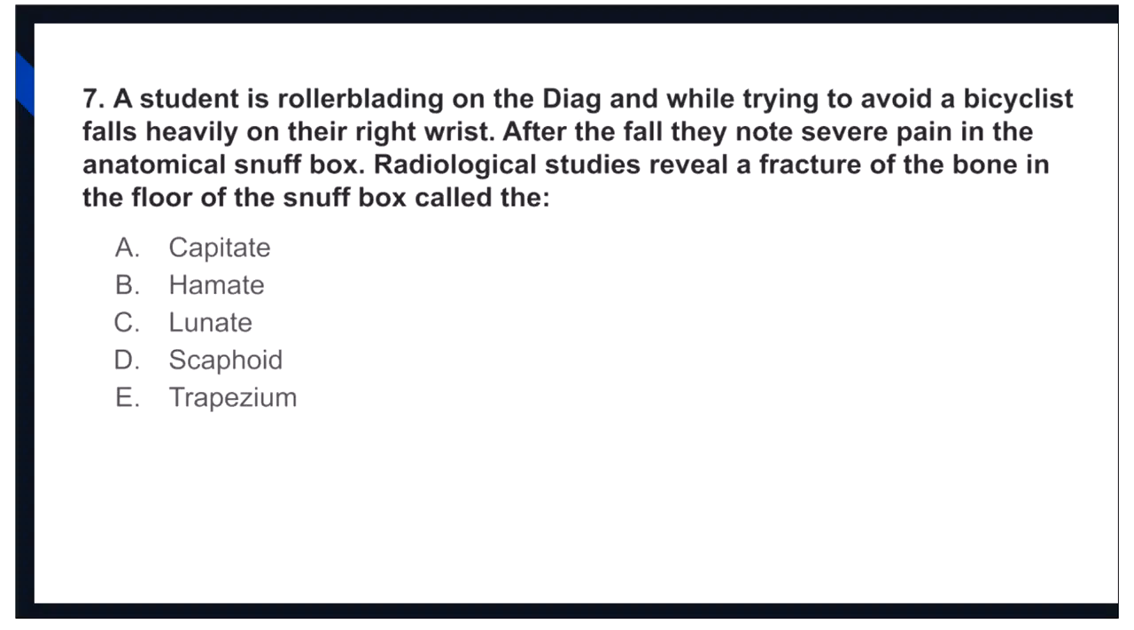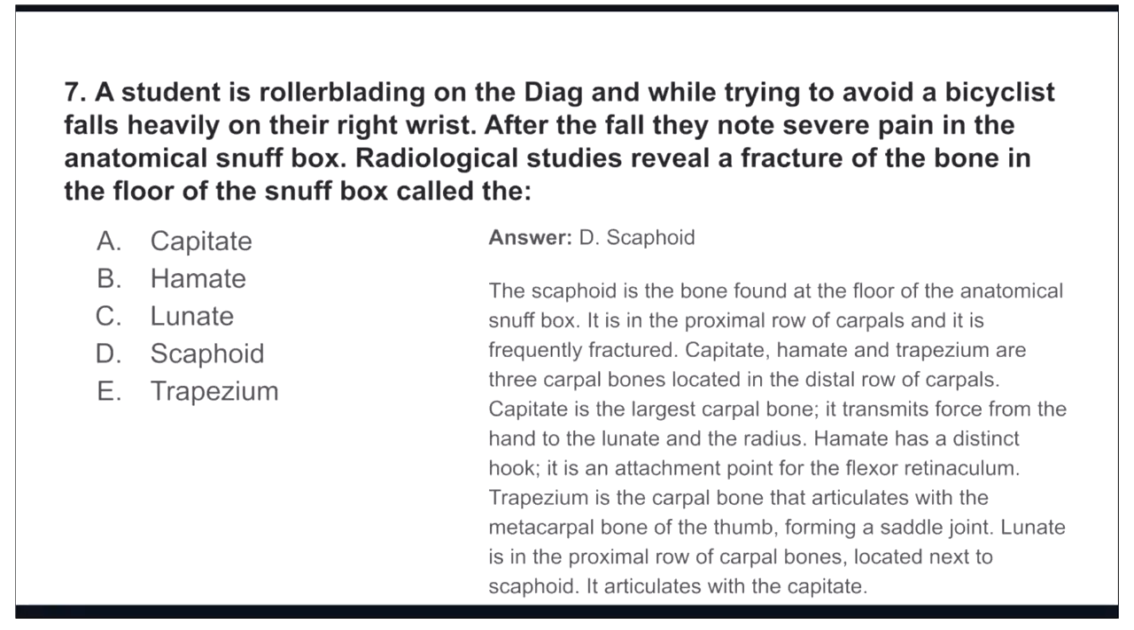The floor of the snuff box is called the what? Does anybody know what that is? Scaphoid? There we go. Answer is D, scaphoid. So here's the explanation. The scaphoid is the bone found at the floor of the anatomical snuff box. It is in the proximal row of the carpals and is frequently fractured.